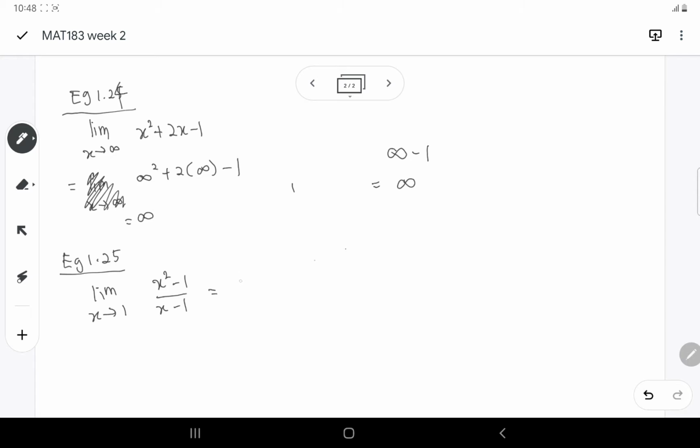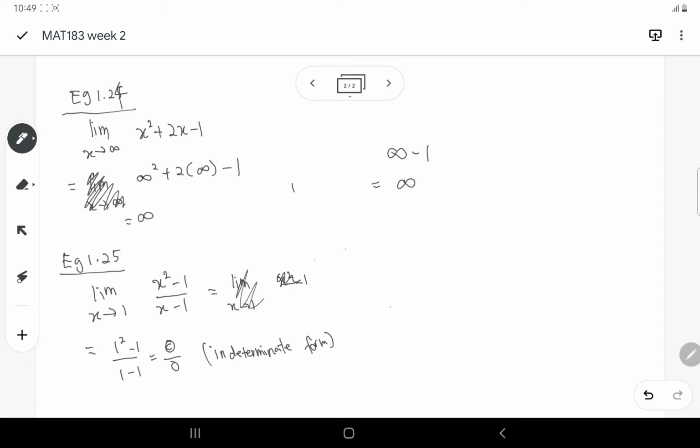So if we try to solve this question, we will get limit x tends to 1. So x square minus 1, just substitute the variable with 1. So 1 square minus 1, 1 minus 1. So it will become 0 over 0, where if you use your calculator, the answer will be math error. So this answer is called indeterminate form. Okay, because we cannot determine the answer, either it is integer or infinity. Okay, so you know that 0 divided by 0 is not equal to 0, and it is not equal to infinity, and it is not equal to 1.